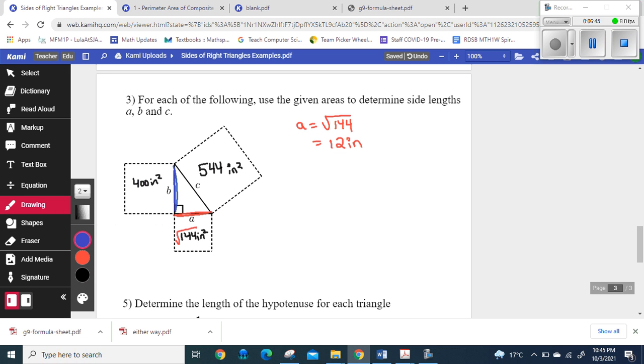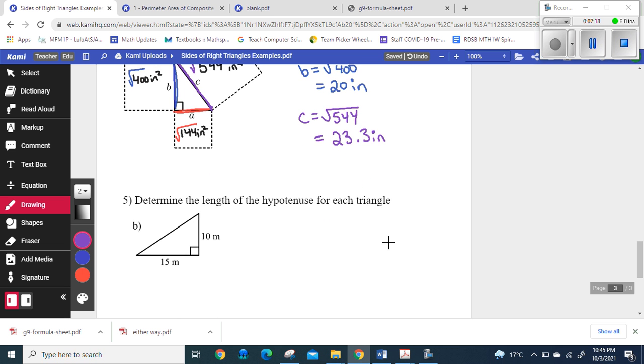B is going to be the square root of its area, right? That's how we came up with the area in the first place, because both side lengths are going to be B. So B is going to be the square root of 400. So that'll give us 20 inches. And then to finish us off, our hypotenuse here, our longest side, is going to be the square root of 544. That one doesn't work out perfectly, but it is approximately 23.3 inches.